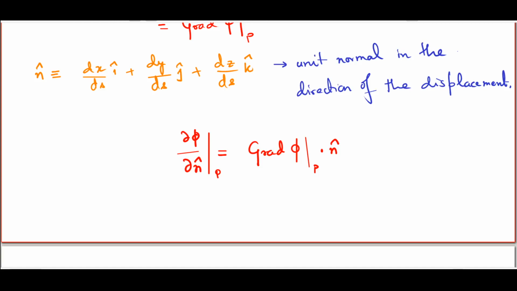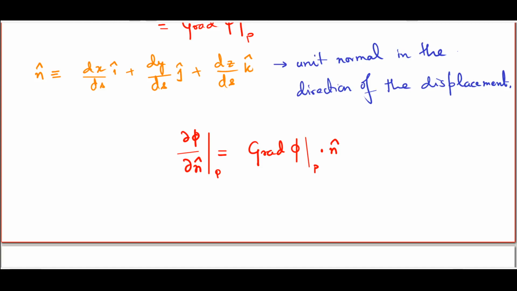Note that the dot product of two vectors A and B is given by the magnitude of A times the magnitude of B times the cosine of the angle between them. A very familiar formula. Now, if one of these vectors happen to be a unit vector, let's say we are doing A vector dot with n hat, where n hat is a unit vector, then this dot product becomes magnitude of A times cosine of the angle between A and this unit vector n hat.